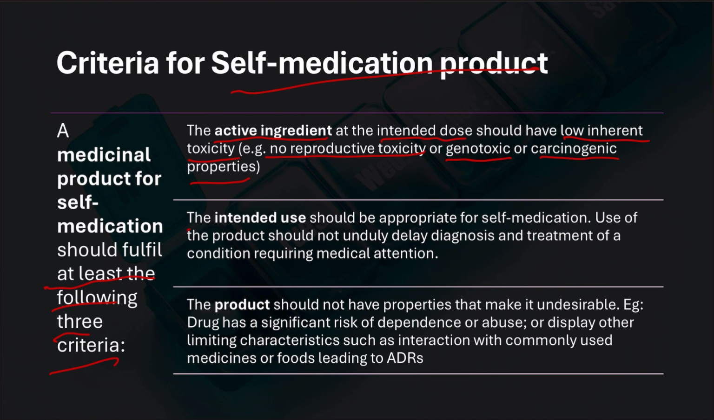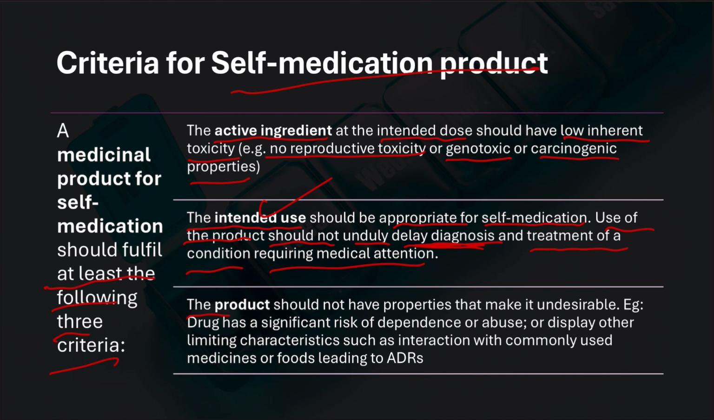Next, the intended use of that particular drug should be appropriate for self-medication. That is, use of the product should not unduly delay the diagnosis and treatment of a condition which actually requires medical attention. Basically, we can use self-medication only when it is not going to delay the diagnosis, and also it can sometimes hamper the treatment process, for conditions which require medical attention and consultation with the doctor. In that case, we cannot use self-medication. But if it is not hampering the diagnosis and not affecting the treatment, then also we can consider that a criterion for self-medication.